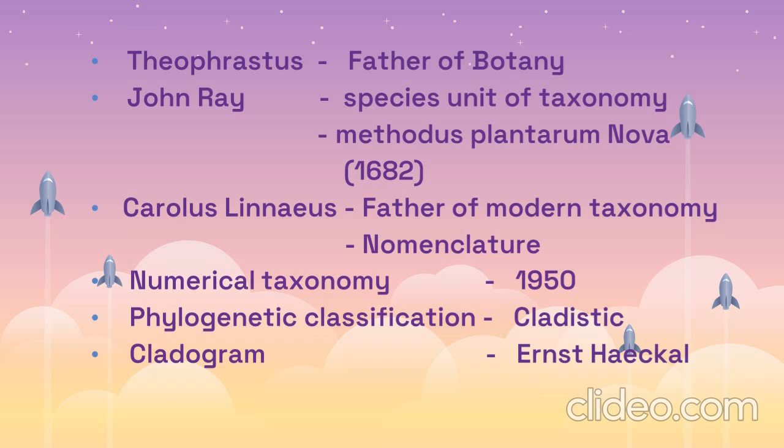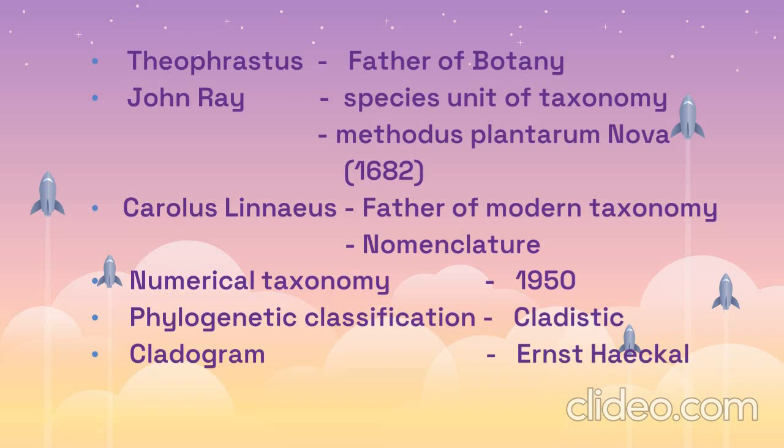He gave the nomenclature method. What do you mean by nomenclature? A permanent scientific name will be given for each and every organism, every species, right? So it will be universal. It will be a universal name everywhere; in every country the same name will be followed. That is the nomenclature method. And the numerical taxonomy, the numerical taxonomical method, came in 1950.